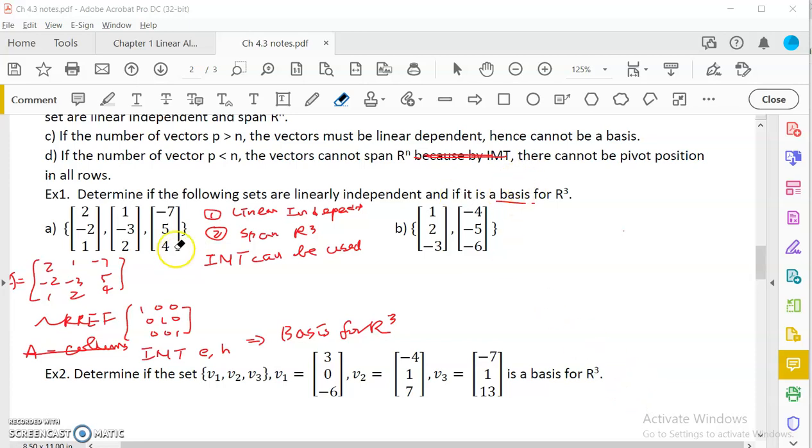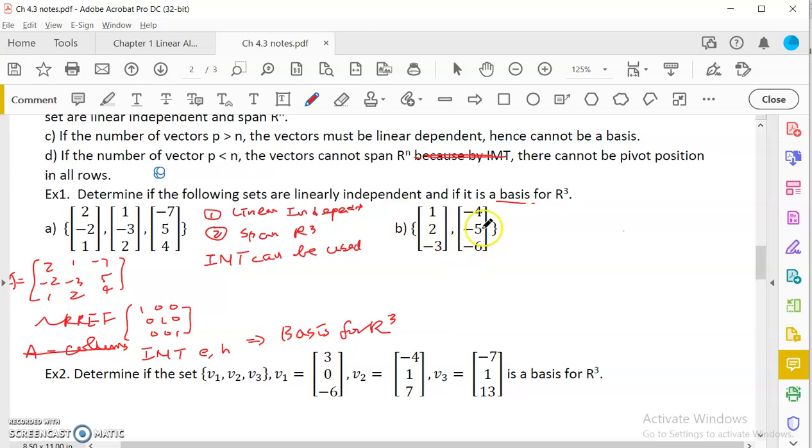In the first one, we have three vectors, and we row reduce them into the identity matrix. So by the IMT, the Invertible Matrix Theorem, conditions E and H guarantee that they are linearly independent and also guarantee that they span R3. So it is a basis, because these are the two definitions of a basis.